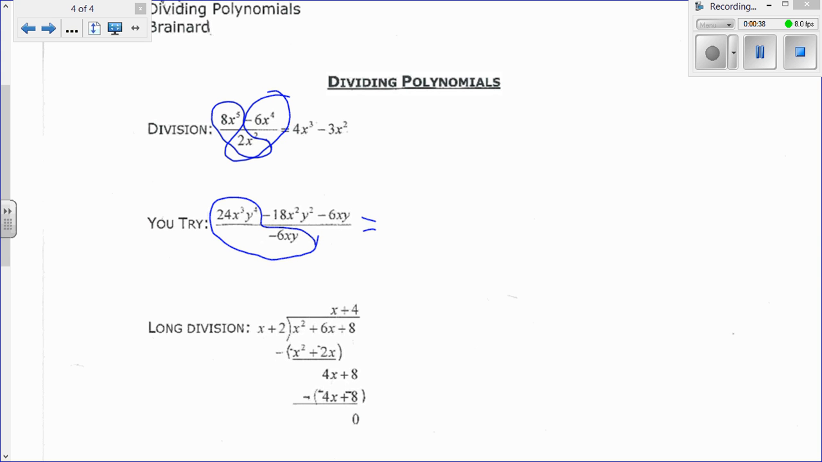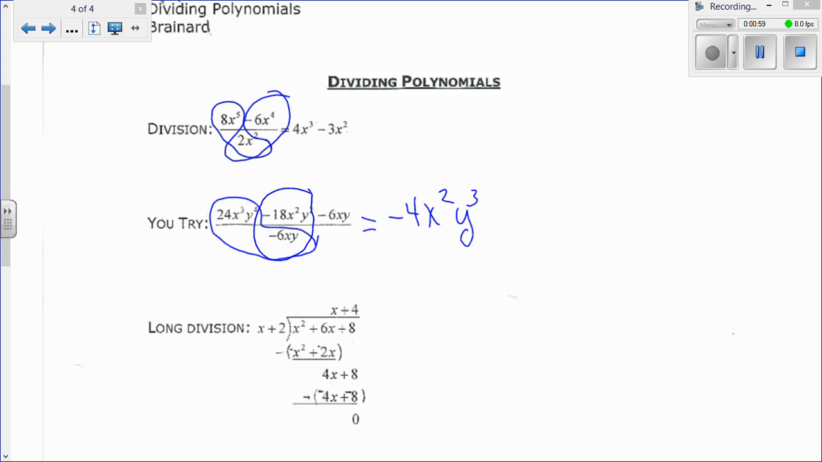So for this problem here, first I'm going to divide those two terms. So negative 24 divided by negative 6 is negative 4. X to the third divided by x is x squared. And x to the fourth divided by y is y to the third.